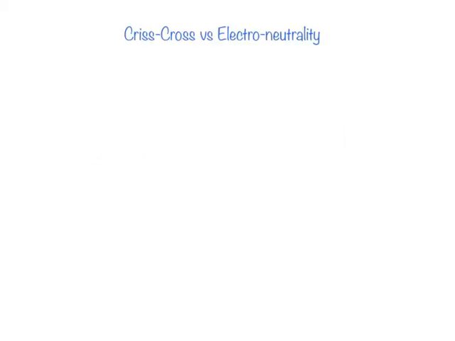So which method should we use when writing our formulas? The crisscross or electroneutrality? The thing is it really doesn't matter. Electroneutrality I tend to use because it reminds me that we have the law of parity. For every plus there's got to be a minus. But the crisscross method works as well. The only hang up with the crisscross method is when we start dealing with polyatomic ions.